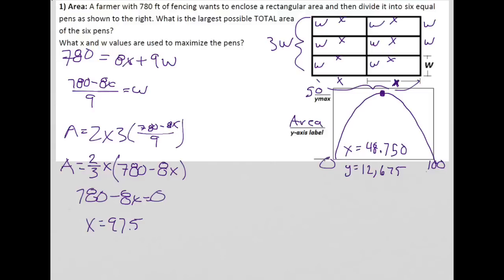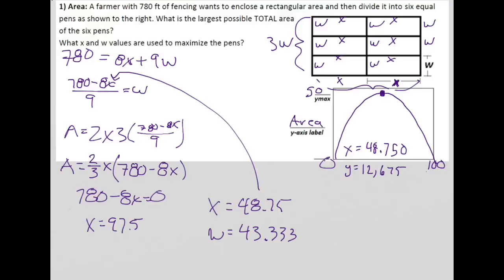So I know that x is going to be 48.75, and that is going to make w, I'm just going to plug that x value into the expression that I already have for w to find that w equals 43.333, and notice it is not 43 1/3, it is 43.333. Those decimals change later on after a few more threes, so be careful with that.